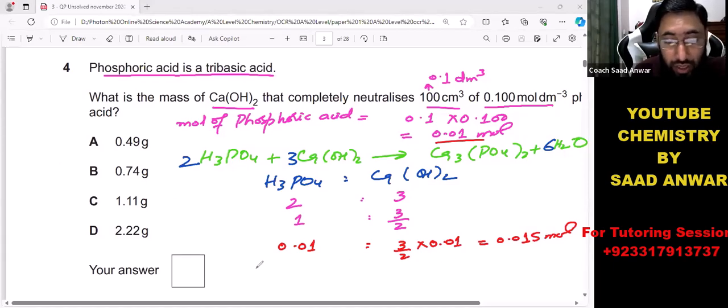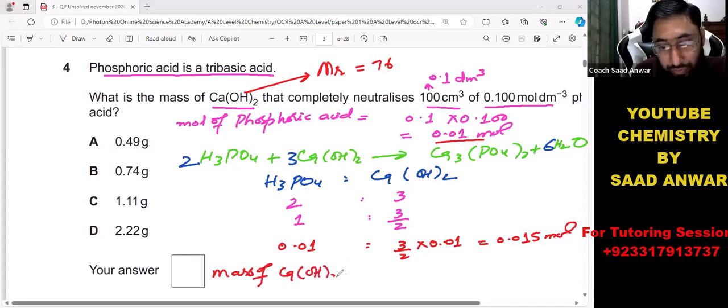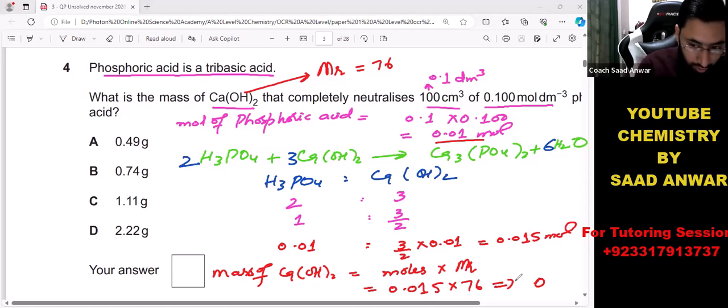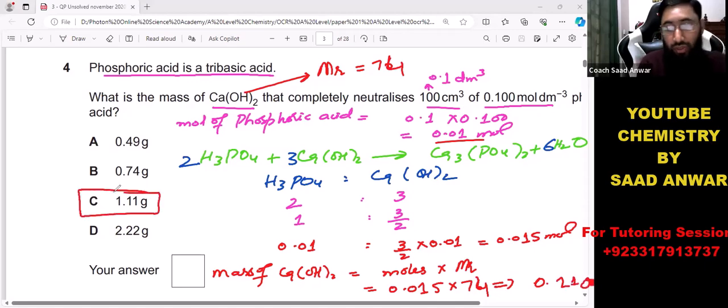Now it's easy to find the mass of calcium hydroxide because I know its molar mass is 74 or 76. I am not sure, but something like that. Mass of calcium hydroxide is moles times Mr. You can check its molar mass. Moles is 0.015 and molar mass is, I guess, 76. Let me confirm this. 0.015 times 76. Oh, yes, I think it says 74. So it would be 0.11 gram. So option C is the correct option for this question.